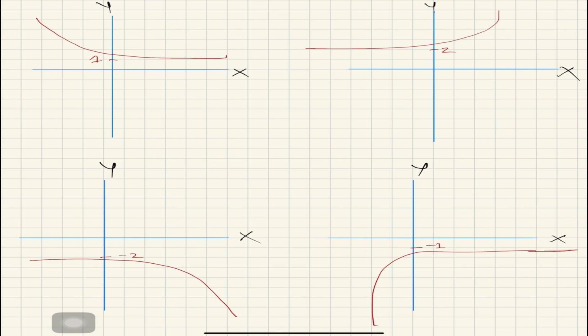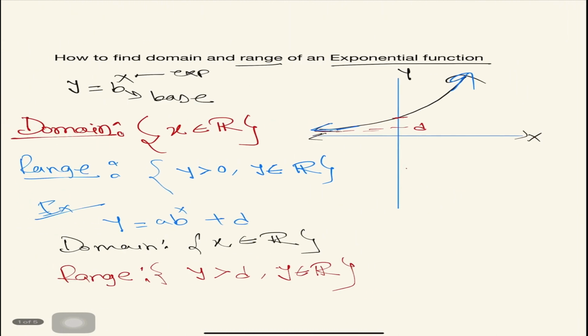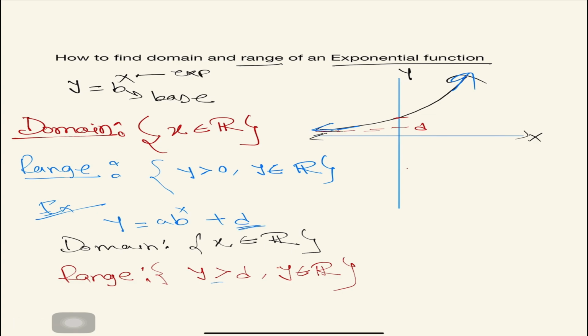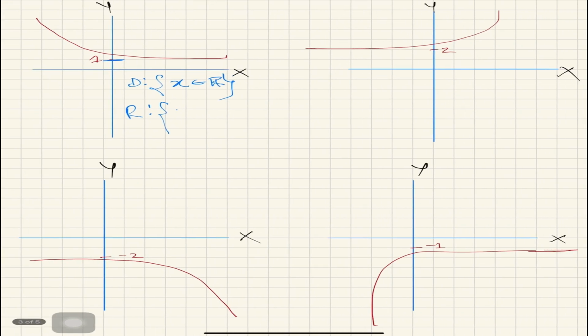What is the domain? Domain is still, remember that domain is always all the real number of x. And what will be the range here? Remember that I told you guys, it's like a D. Once you have a D, what do you put there? Y is greater than D. Same thing here. Look at this. Y goes to D, never touches D. That means here is 1. So y goes to 1 but never touches 1. That means y is more than 1, and y is all the real number. That's it.